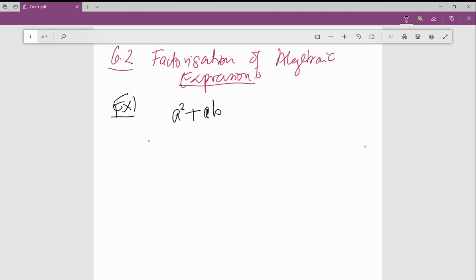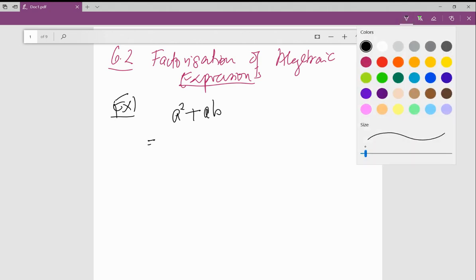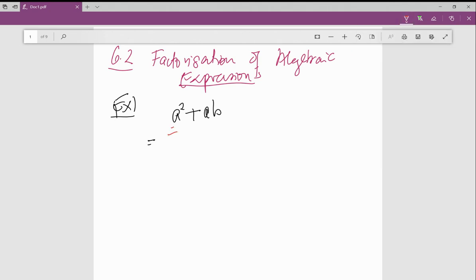So what you need to do is bring a common factor out. If you look at this, what is common? I see an a that is common here, and a is common over here. So I can take a out. If I take a out, what I'm left with is a plus b. So this is factorization. It is just a multiplication of two factors.